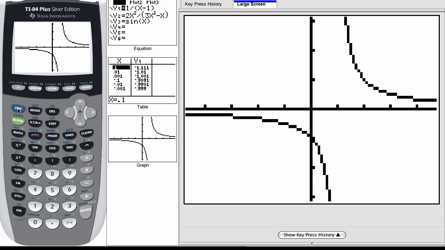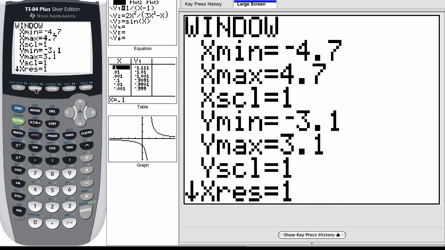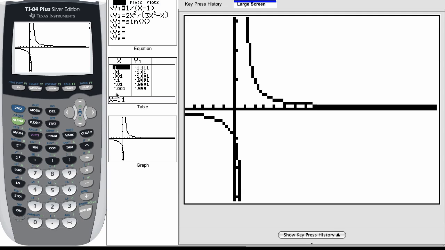Okay, so if I change my window setting and I look a little bit further to the right, let's go ahead and look at an x max of 20. Okay, now you can see a little bit clearer picture as to what's going on here. This curve, as x goes further and further to the right, it looks like this curve is getting smaller and smaller, and it almost looks like it's getting really close to the x-axis.